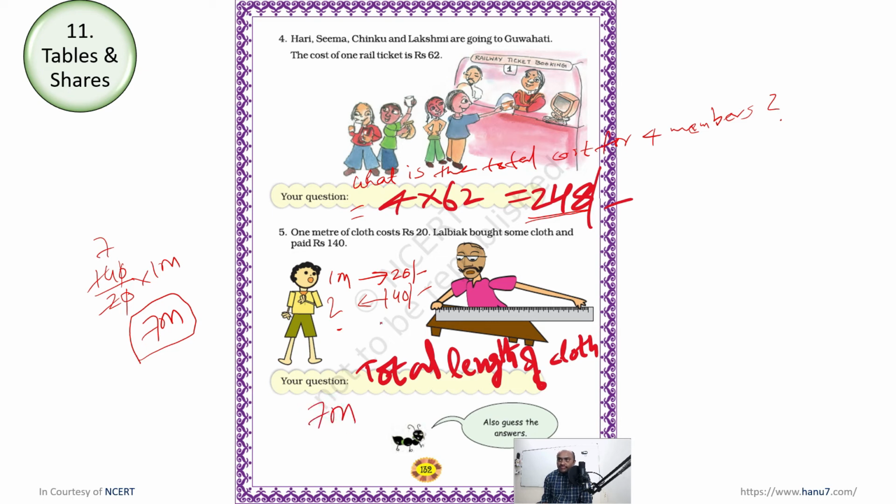If you want, you can verify your answer by multiplying this 7 meters into 20. 7 meters into 20 rupees, you will get 140 rupees. So this is how you have to check your answers.